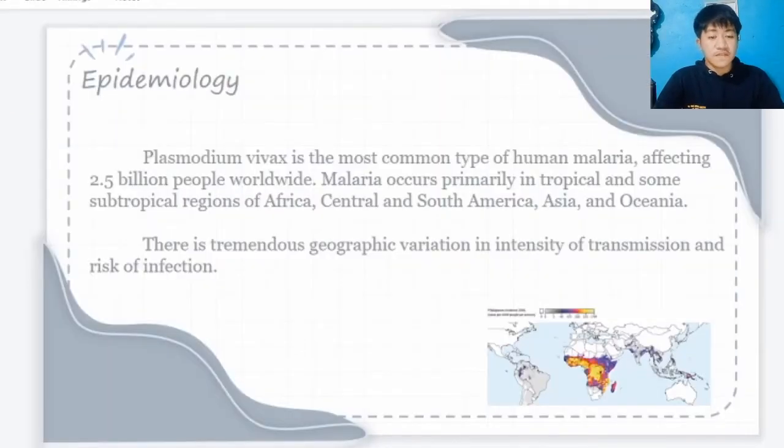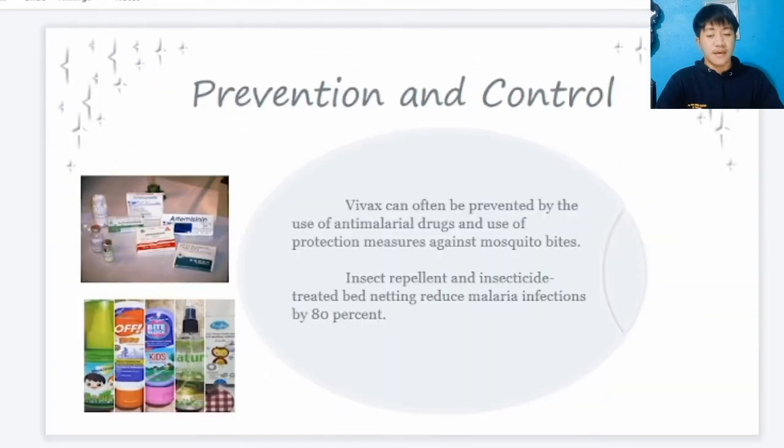Epidemiology. Plasmodium vivax is the most common type of human malaria, affecting 2.5 billion people worldwide. Malaria occurs primarily in tropical and some subtropical regions of Africa, Central and South America, Asia, and Oceania. There is tremendous geographic variation in intensity of transmission and risk of infection. Prevention and control. Vivax can often be prevented by the use of anti-malarial drugs and protection measures against mosquito bites. Insect repellent and insecticide-treated bed netting reduce malaria infections by 80%. The picture here represents the life-saving barrier in preventing P. vivax.